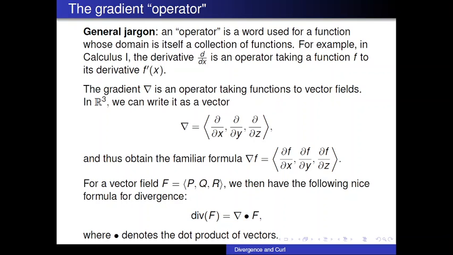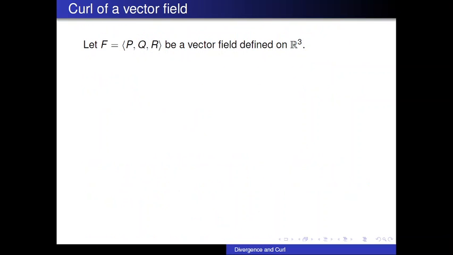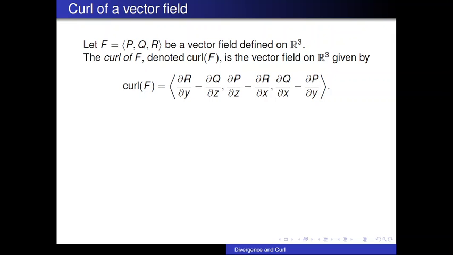So next up is the curl of a vector field. This one is really only defined for vector fields on three-dimensional space. So we'll let F be a vector field on three-dimensional space, and its three component functions are p, q, and r. Now the curl of a vector field is going to be a new vector field. So this is a little bit different than divergence. Divergence gave us a scalar valued function. Curl is going to give us yet another vector field.